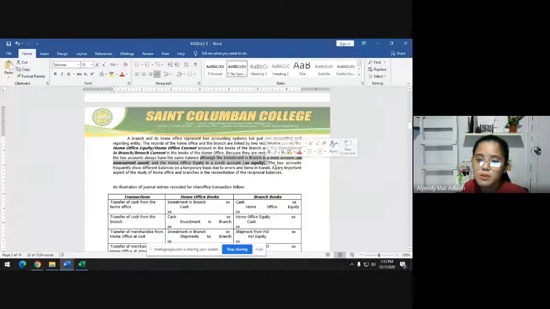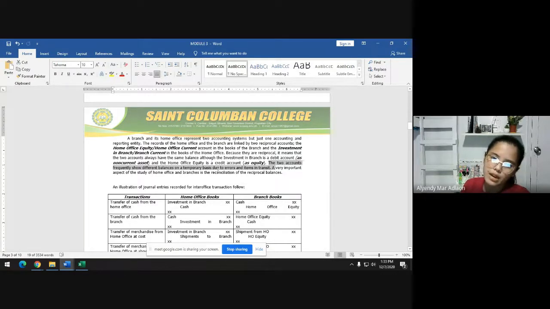So they need to be balanced. Okay, so ang kaning mga reciprocal accounts nato, they represent the transactions of the home office and branch with each other. Okay, so the two accounts frequently show different balances on a temporary basis due to errors and items in transit. Okay, so there may be times that they are not balanced. First, kung namali og record, and second, when the items are in transit.